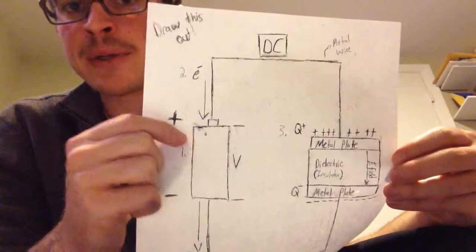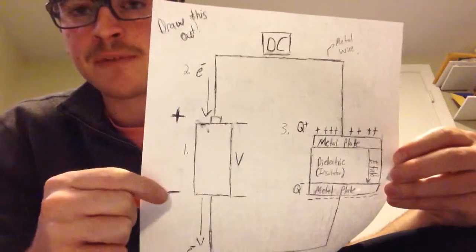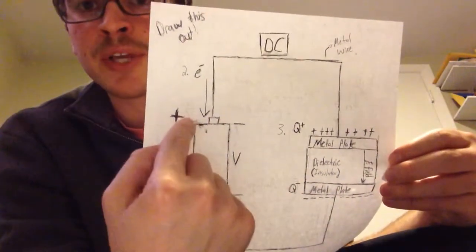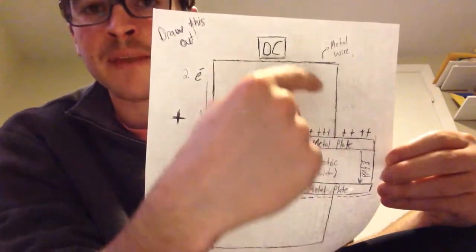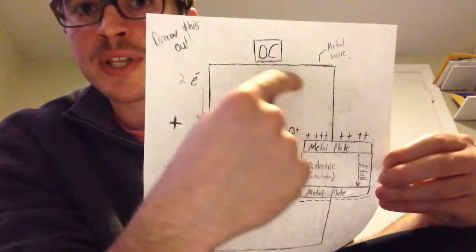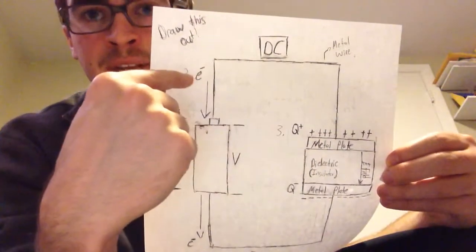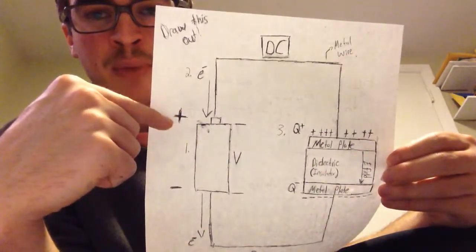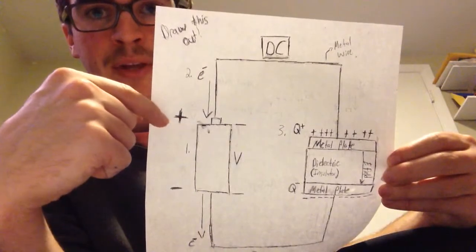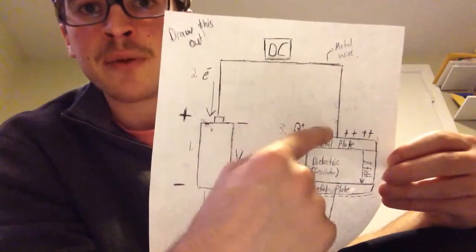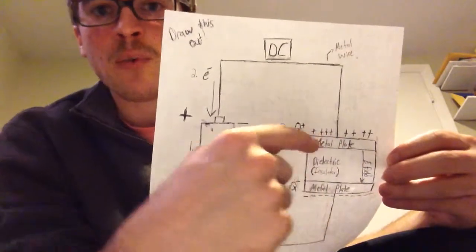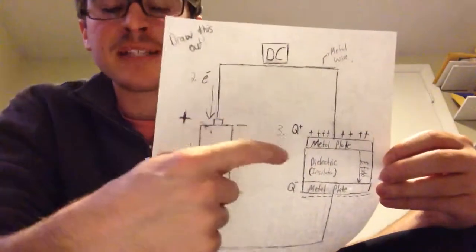So we plug in our battery to our circuit, positive terminal here, negative terminal here. The positive terminal here attracts the negative charges in the metal plate and the metal wire. So it pulls the electrons away. The negative charges are attracted to the positively charged battery terminal, opposites attract. And as they're getting pulled away from this metal, they're leaving positive charges in their wake. So this gets positively charged.